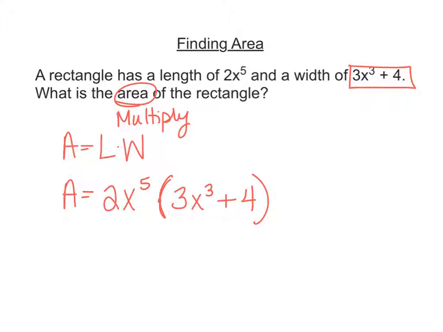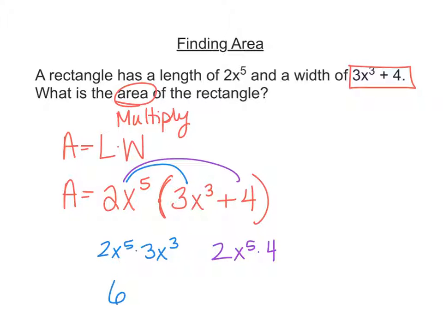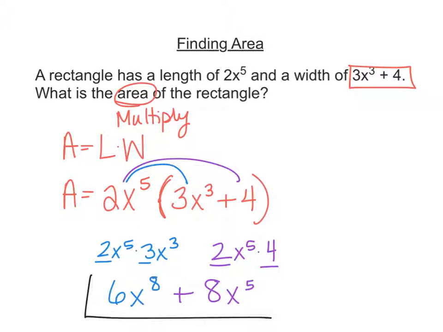And then we're back to what we just did, distributing. So 2x to the fifth times 3x to the third. And then distribute one more time, 2x to the fifth times 4. And that's going to give me 6. 2 times 3 is 6. X to the 5, and then there's 3 more, so that's x to the 8th. Plus 2 times 4 is positive 8. X to the 5th. So there's my final answer for the area on this question.